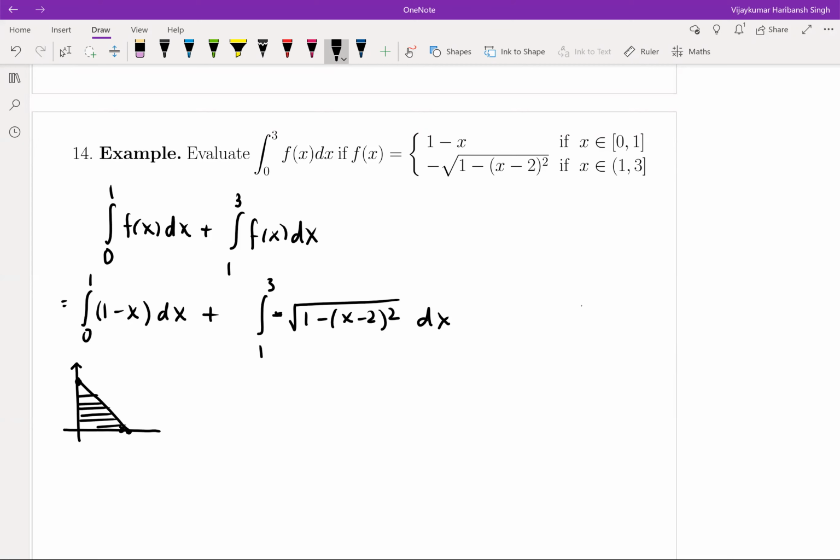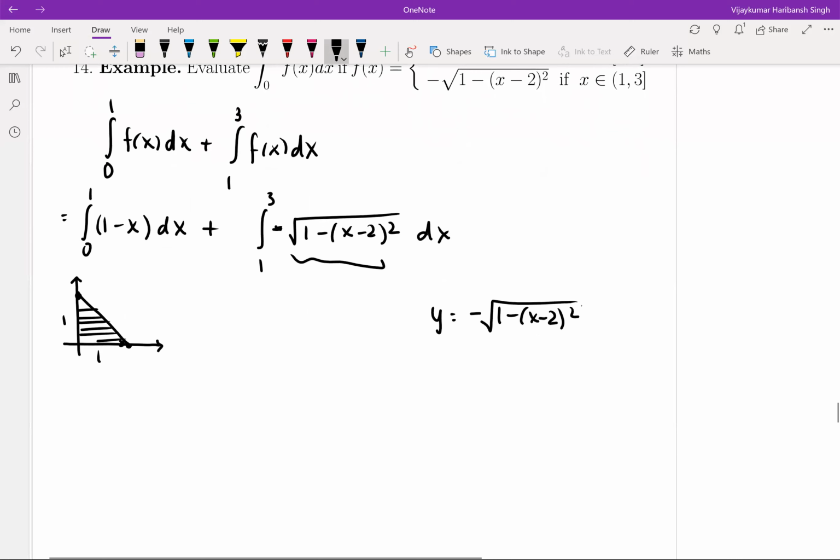You could have done this directly using Riemann sum as well, or the limit of Riemann sum. This is 1, this is 1. Now let's try to understand this guy. So you have y equals 1 minus (x minus 2) square. Again, this looks like a circle really to me, a part of a circle at least, right? So square on both sides, you get y square equals 1 minus (x minus 2) square, or (x minus 2) square plus y square equals 1.